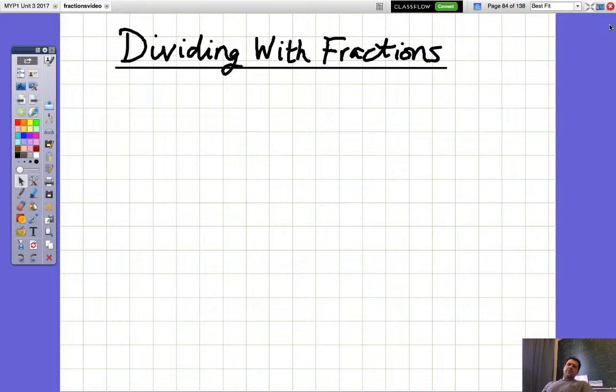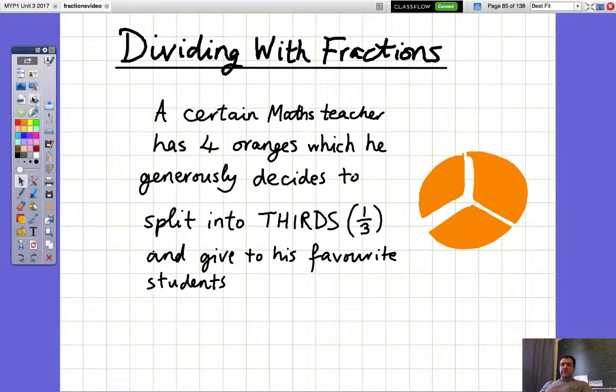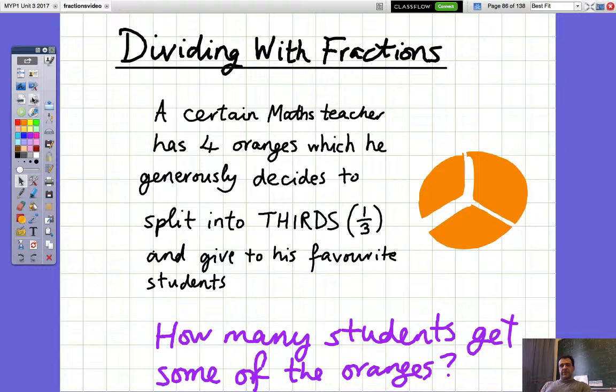Okay, next up, dividing with fractions. So I gave an example. A certain math teacher has 4 oranges which he generously decides to split into thirds and give to his favourite students. How many students get some of the oranges?